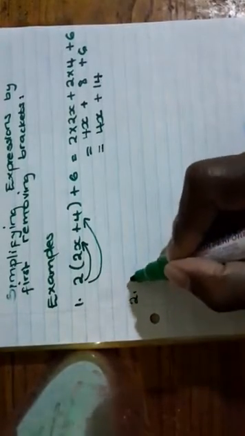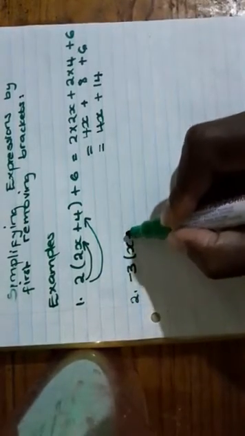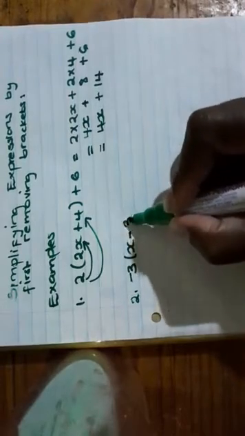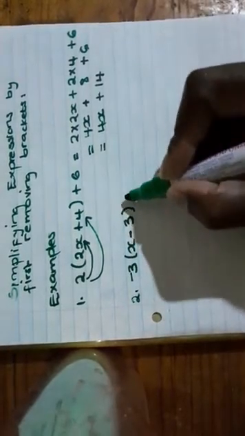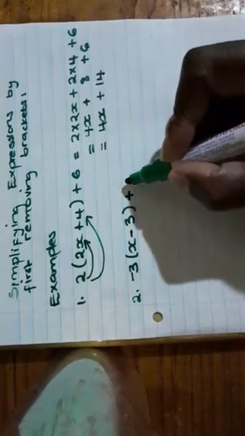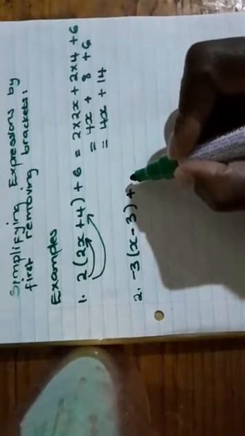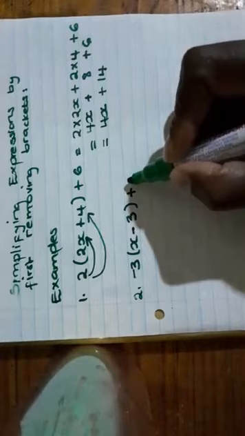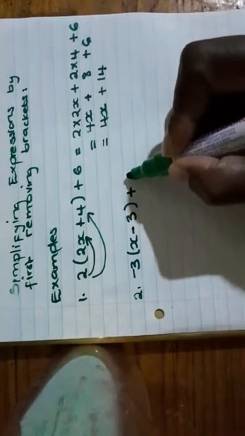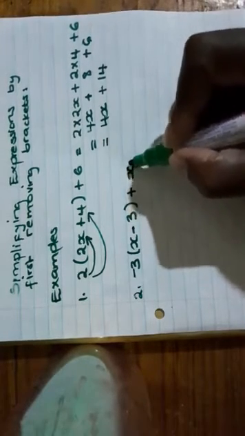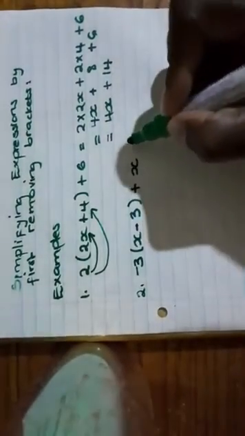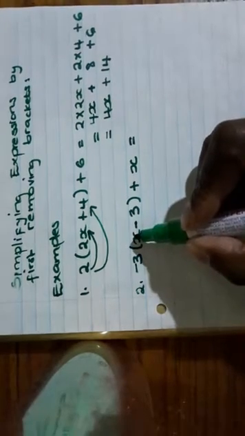Let us look at another example. Example 2. Let's say plus x. Okay, again, what is outside the bracket is going to multiply every term that is inside the bracket.